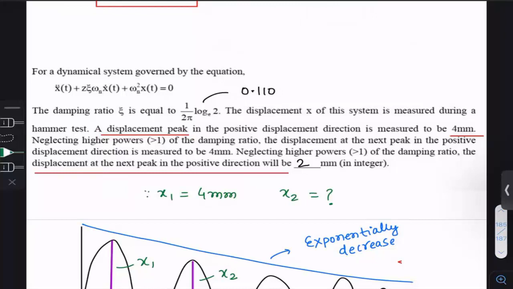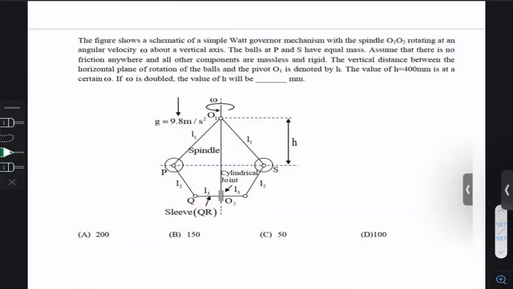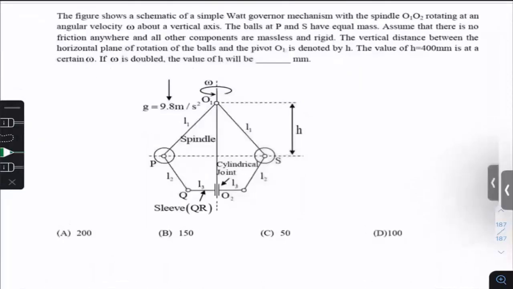Now the next problem. Just balance the force on this ball and we'll get the answer. That's quite easy. See everyone, the figure shows two balls, P and S, of equal mass. This is ball P, this is ball S. The vertical distance between the horizontal plane of rotation of the ball and the hinge is H. The H value is 400. If omega is doubled, then what will H be, my dear?